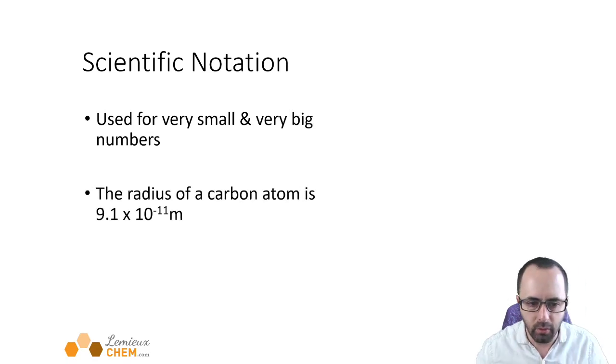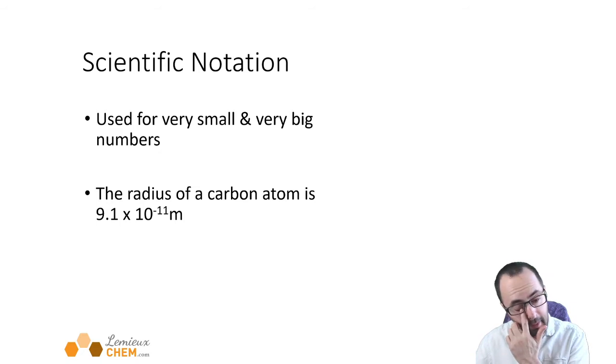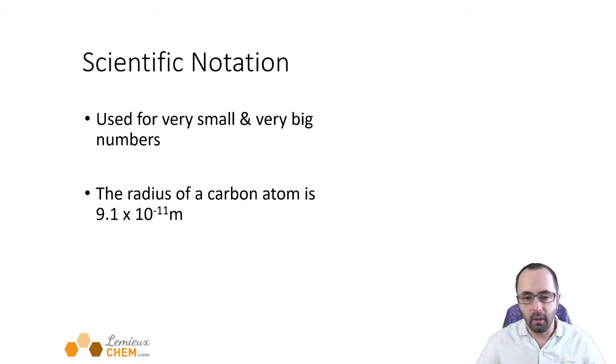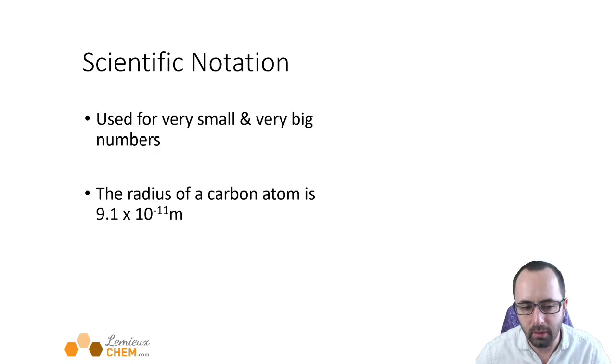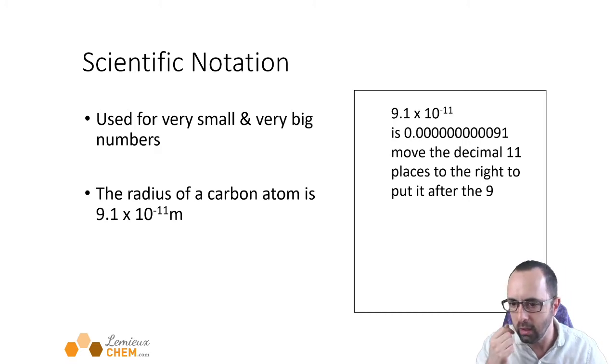An example of a very small number is the radius of a carbon atom, and that is 9.1 times 10 to the minus 11 meters. A meter is about 3 feet. So it's really, really small, basically. What does that mean? 9.1 times 10 to the minus 11. That's a number written in scientific notation.